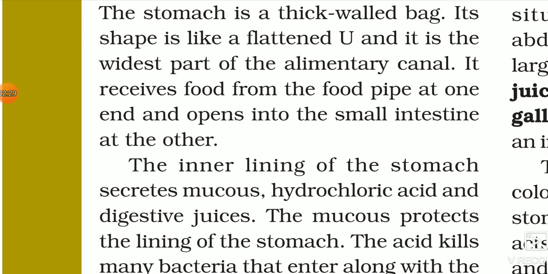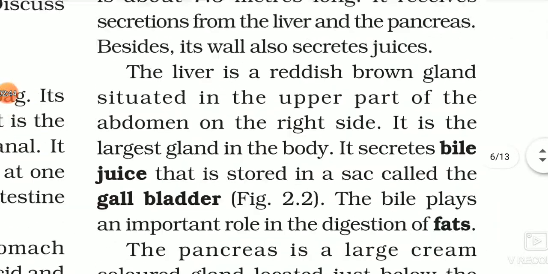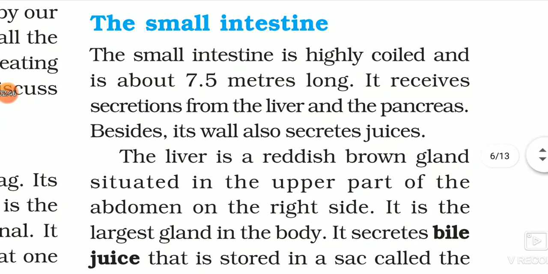Right, kids? So now we have seen that food gets mixed with the digestive juices, it gets churned in the stomach, and from the stomach it is passed on to the small intestine. What is the small intestine now? The small intestine is a highly coiled pipe-like structure in our body. It is very lengthy. It is 7.5 meters long, right?